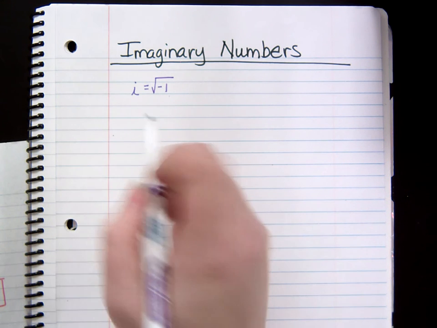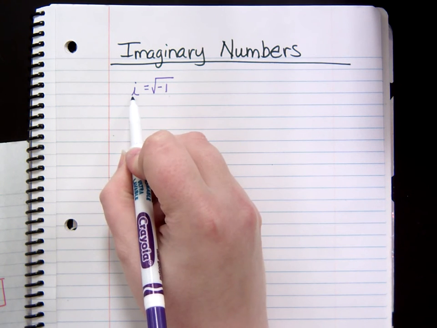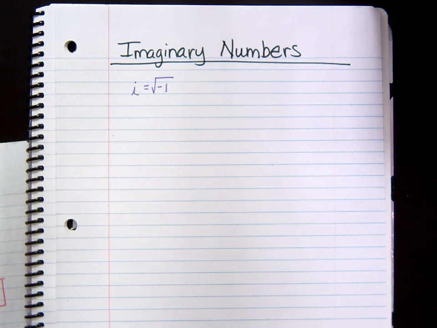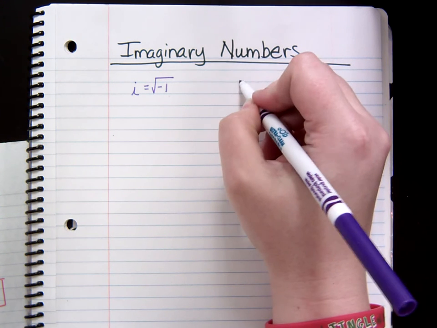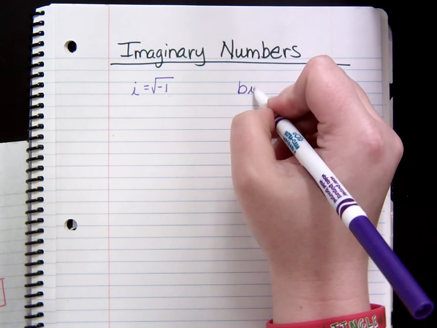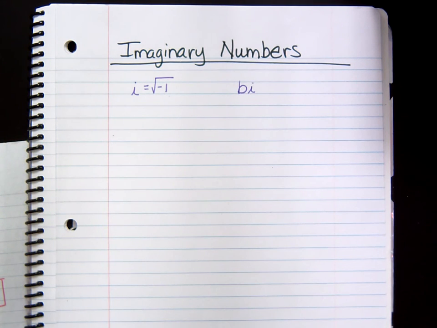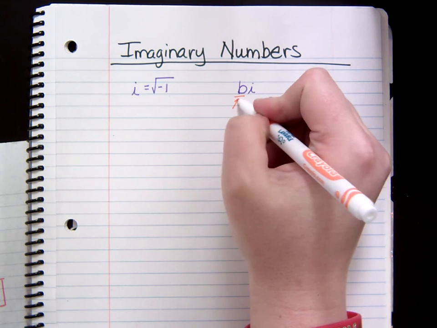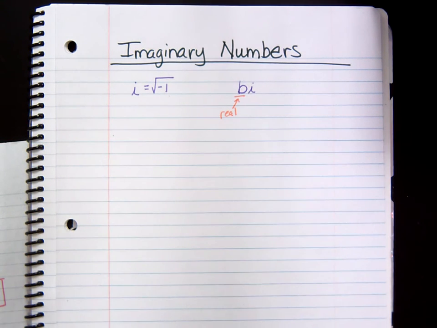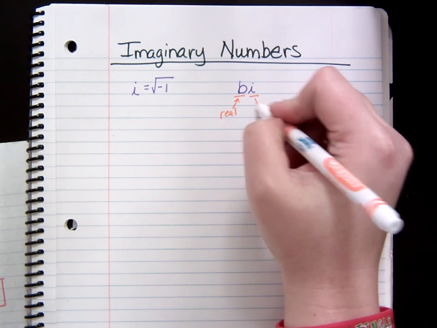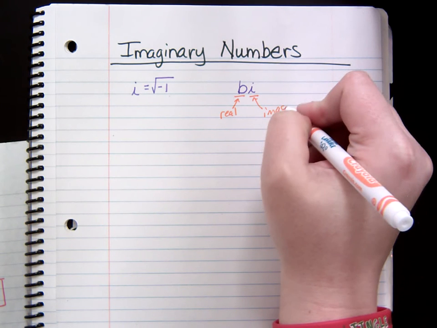Imaginary numbers are represented by a letter i, lowercase i, and it's equal to the square root of -1. And pure imaginary numbers are always written in the form of bi, where b is your real part and i is your imaginary.